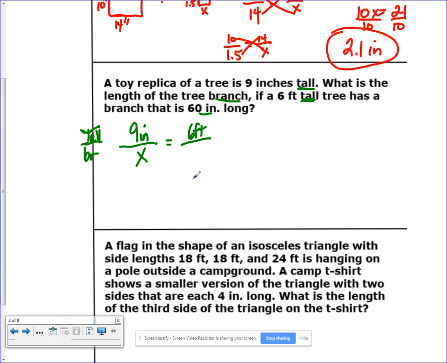Now hang on here. If this is in feet, then I should keep this number in feet or change everything to inches. You can do it both ways, and I'm going to show you both ways. 9 inches to how many inches for the branch. I'm going to turn 6 feet into 72 inches. 60 inches, if you take 60 and divide by 12, you get 5 feet.